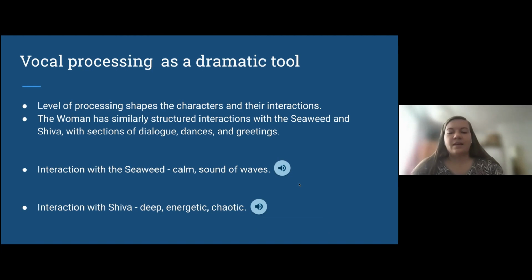So we can hear this is obviously much deeper, much more energetic with a much fuller spectrum of sounds, but we also have some of those delays and some pitch shifting. It's really quite mechanical. And the woman's character, her voice also changes in nature depending on who she's talking to, which kind of speaks to her transformational journey and the story of the opera.